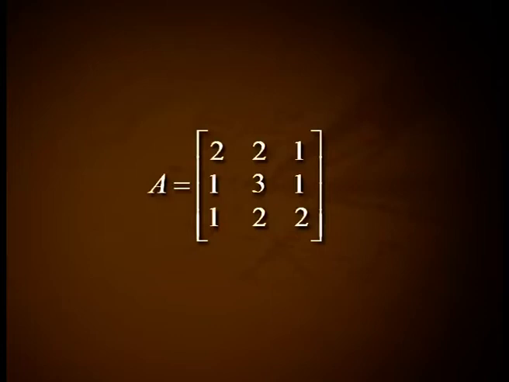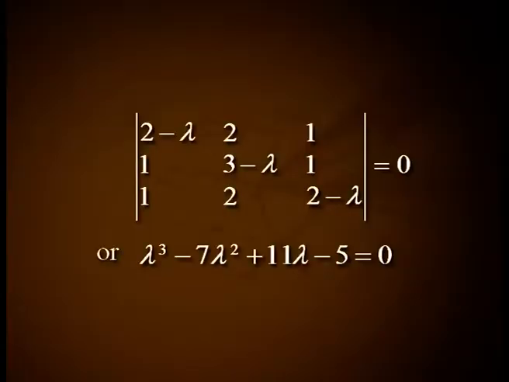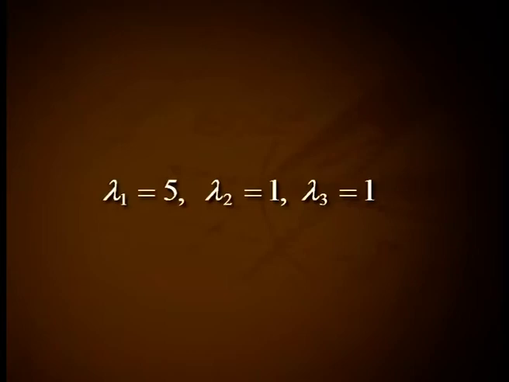Example 2. Determine the characteristic roots and associated characteristic vectors for the matrix A given by A equal to matrix [2, 2, 1; 1, 3, 1; 1, 2, 2]. Solution. The characteristic equation is determinant [2 minus lambda, 2, 1; 1, 3 minus lambda, 1; 1, 2, 2 minus lambda] equal to 0, or lambda cube minus 7 lambda square plus 11 lambda minus 5 equal to 0, and the characteristic roots are lambda 1 equal to 5, lambda 2 equal to 1, lambda 3 equal to 1.